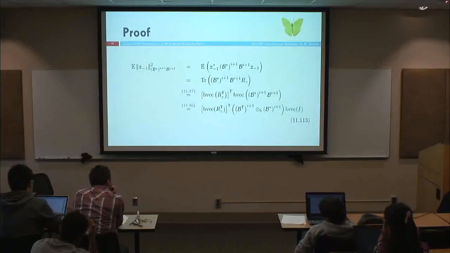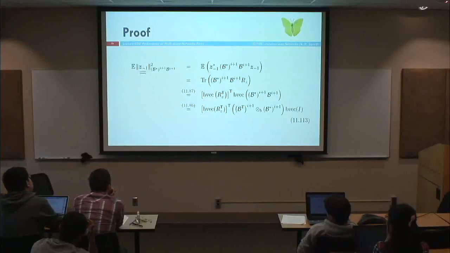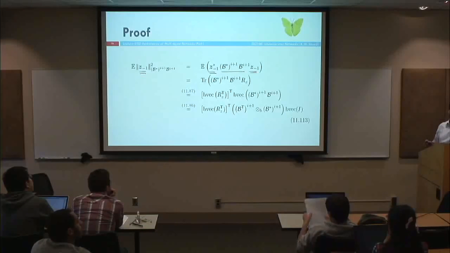Okay, so let's look at this. You see, this is z_{-1} star times that times z_{-1}. This is the initial condition at this capital I time, future time.